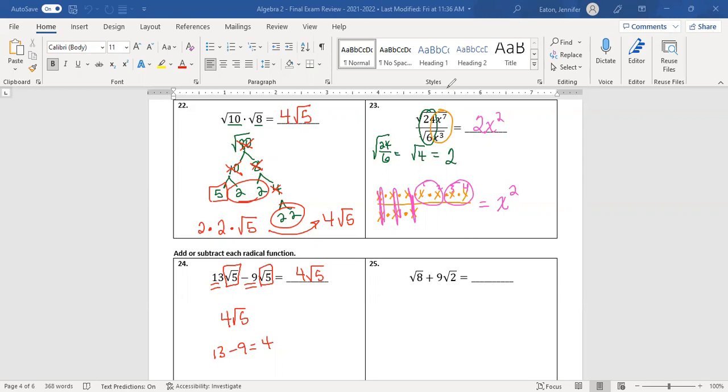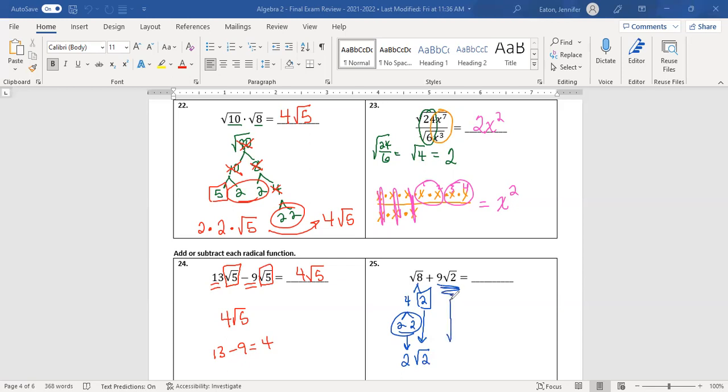For number 25, we see we have the square root of 8 plus 9 root 2. We notice the roots are two different numbers. So what I'm going to do is reduce down the square root of 8 so that maybe we would have the same root. So we have 8 became 4 times 2 and 4 became 2 times 2. So we have a pair of 2s. So there's a 2 on the outside. This poor 2 does not have a buddy, so that stays on the inside. So we have 2 root 2.